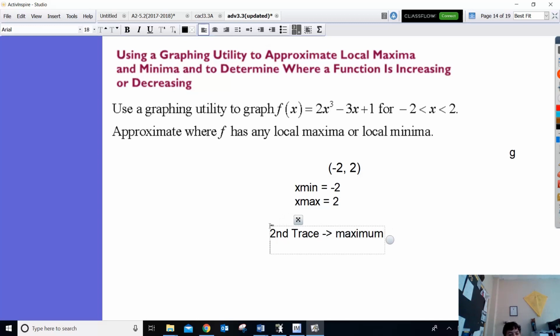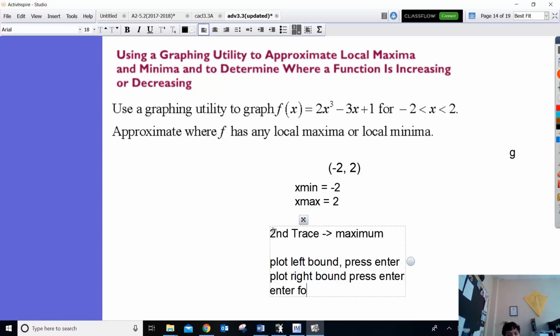And what we're going to do is we're going to plot a left bound, press enter, plot a right bound, press enter. We're going to enter for a guess. You probably remember that. Just depends on how often you use your calculator. A lot of times your hands remember things that your brain doesn't.